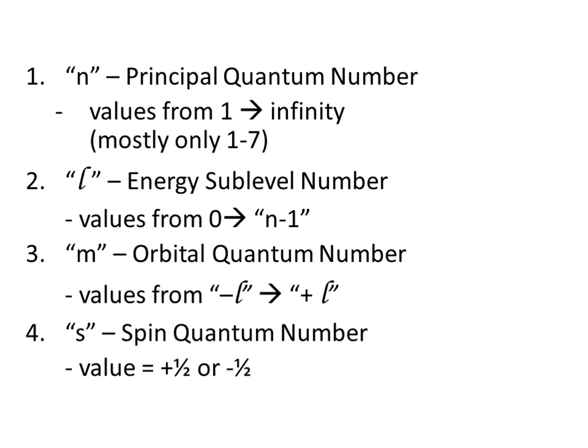The third quantum number is M, which refers to the orbital, which tells us about the orientation in space of that cloud. Its legitimate values run from the negative of the L value through the positive of the L value for that given sublevel. And finally, the S, the spin quantum number, only has 2 possible values, either +1/2 for a spin up electron or -1/2 for a spin down electron.